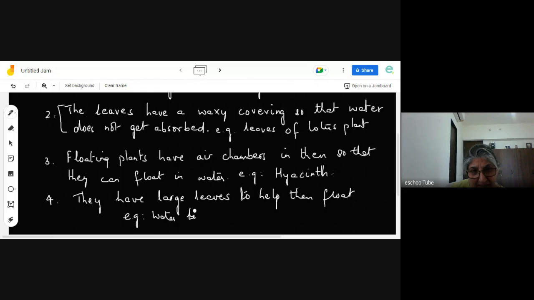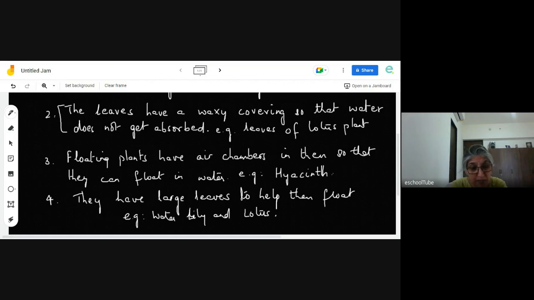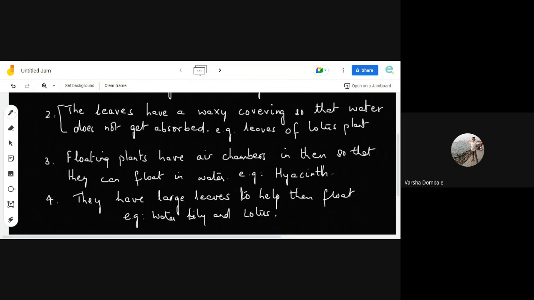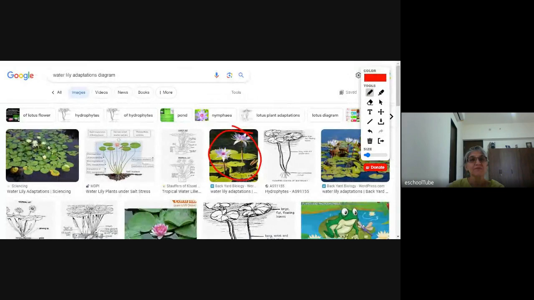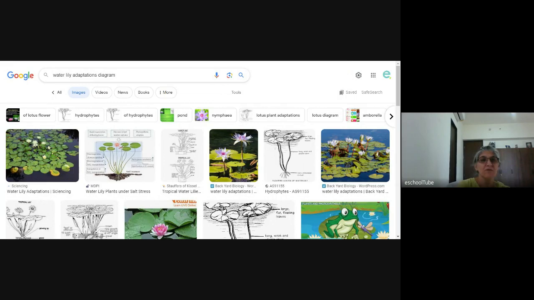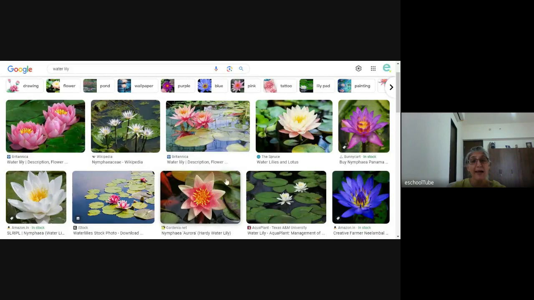Water lily is a type of flower. It is a plant. Let me show you the image. They have white flowers, and lotus is mostly pink. But water lilies are purple also. White also they have. See, these are water lilies. So beautiful. They're blue, purple, pink, white.